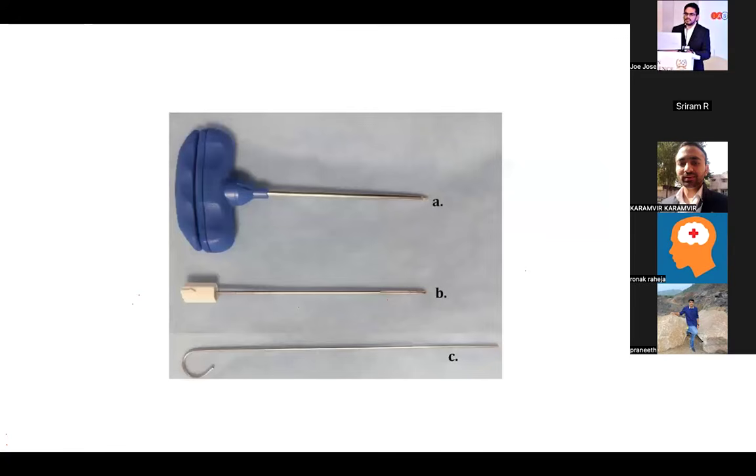Okay, now coming to the next part of our discussion, that is the instruments. So a lot of things to discuss in the instruments.